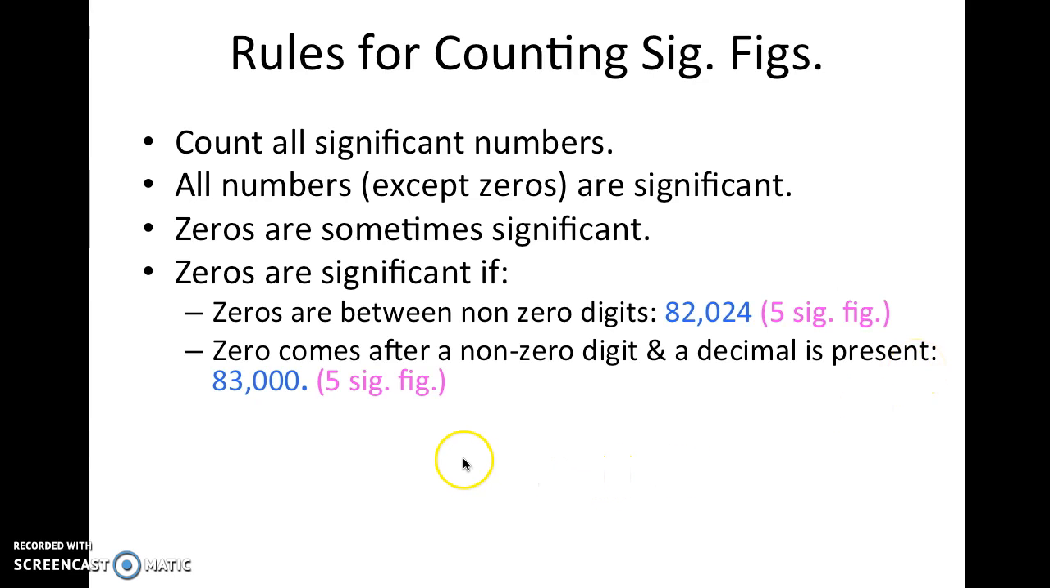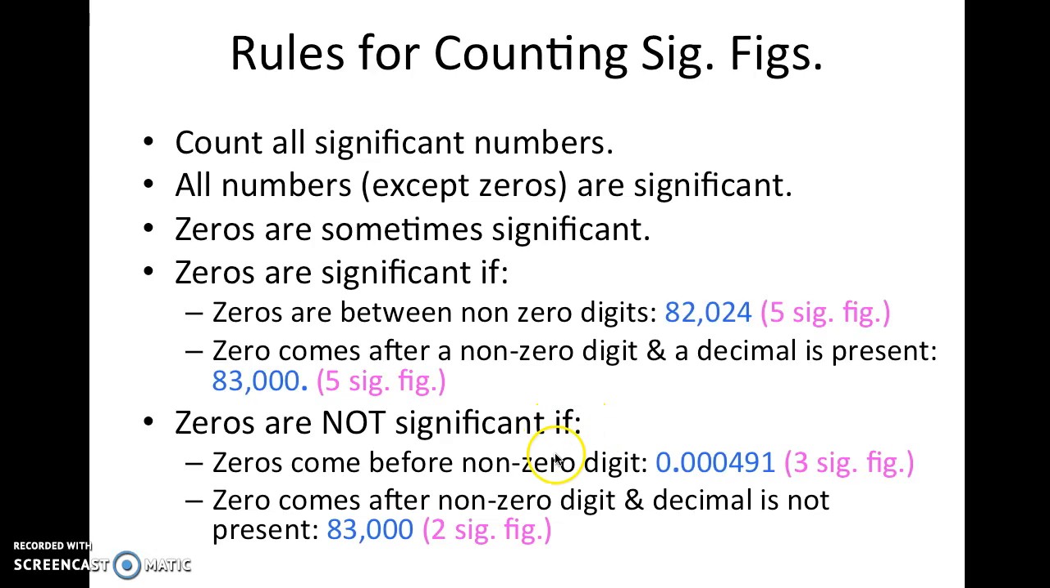Another case where zeros are significant, meaning they matter and they count, is zeros that come after a non-zero digit and a decimal place is present. So if you look at this number here, there's a decimal at the end here. And whether it's at the end or the middle, it doesn't matter. But because there's a decimal here, all of these zeros, which come after the non-zero digits, in the 8 and the 3, they count, they matter. So when we're counting, we would say 1, 2, 3, 4, 5, 5 numbers that are significant.